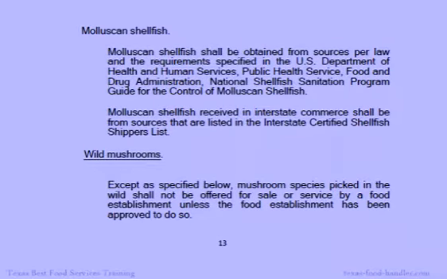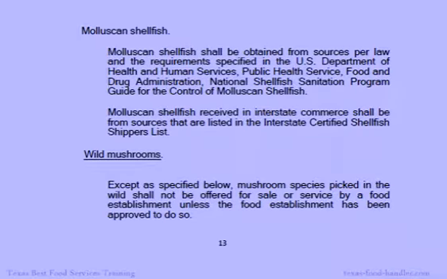Molluscan shellfish. Molluscan shellfish shall be obtained from sources per law and the requirements specified in the U.S. Department of Health and Human Services, Public Health Service, Food and Drug Administration, National Shellfish Sanitation Program Guide for the Control of Molluscan Shellfish. Molluscan shellfish received in interstate commerce shall be from sources that are listed in the Interstate Certified Shellfish Shippers List. Wild mushrooms.